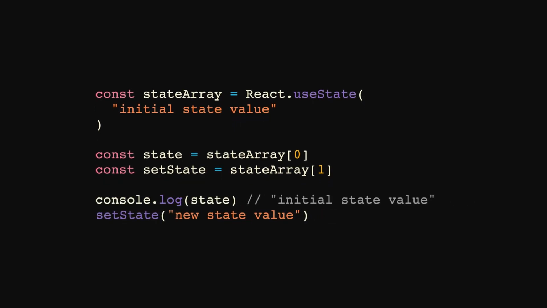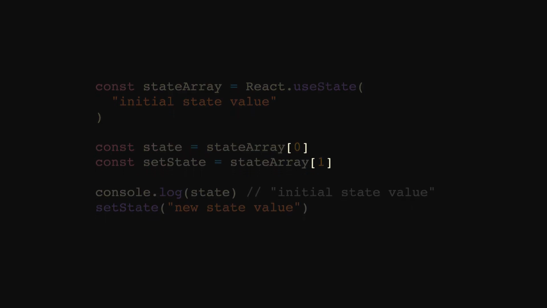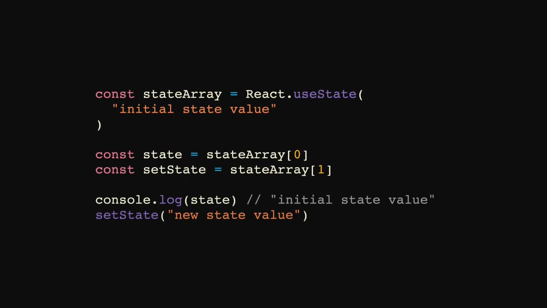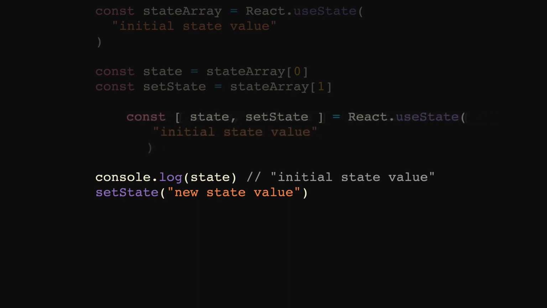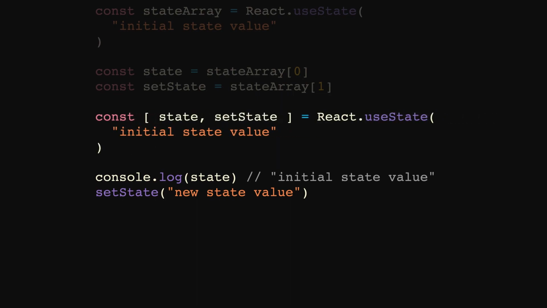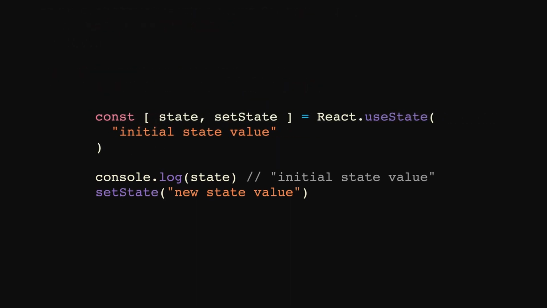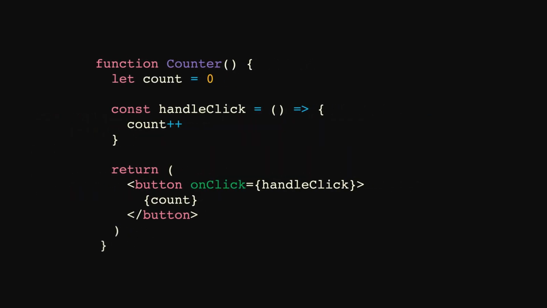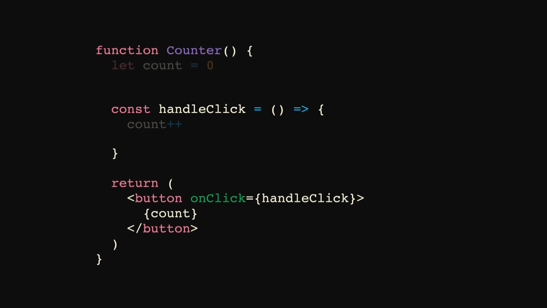You may notice that this code feels a little clunky. This stems from the fact that useState returns an array. We can clean this up by using array destructuring. If you're not familiar, array destructuring allows you to pluck multiple items from an array and assign them to variables in bulk. So now that we know the purpose of useState as well as how it works, we can update our counter example from earlier to use it.